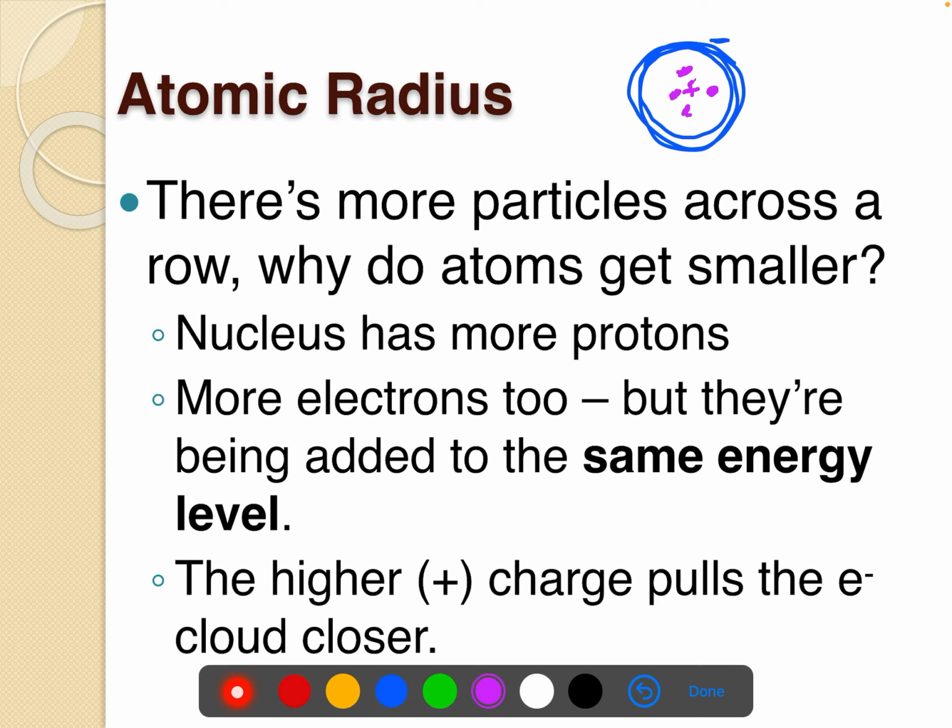So the positive charge pulls the negative charge. If you were to add more protons, and that cloud were to stay exactly the same energy level, this positive charge would be greater and therefore pull it in tighter. This is really important to understand because if you can understand this one concept, it really makes everything else for periodic properties make sense.